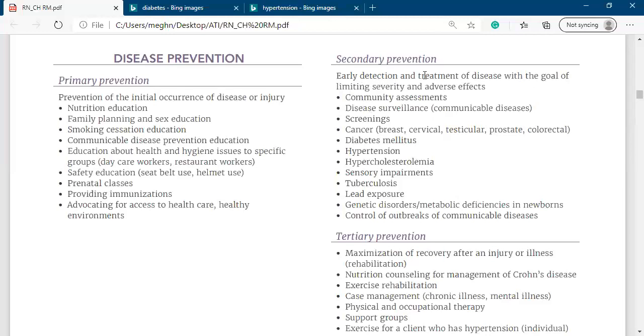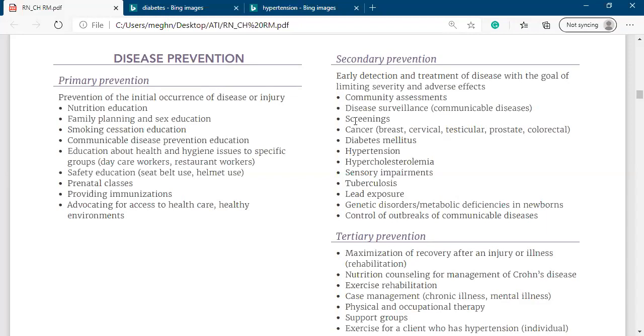So early detection and treatment of the disease, with the goal of limiting its severity. If you do not control diabetes, blood sugar increases, and uncontrolled diabetes mellitus damages your kidney, heart, and brain. Diabetes is also an important cause of peripheral neuropathy and eye problems. If you tell your patient to take insulin and stop the progress of the disease, limiting its severity, this is secondary prevention.